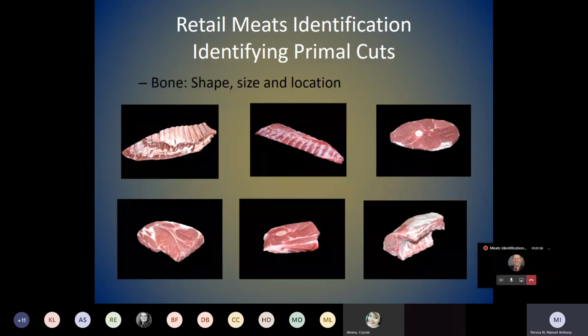And bone shape and size, which we kind of reiterated, will be another telltale sign. Blade bones are definitely coming off the front. Ribs are going to be coming out of the middle cuts, the belly, the side.